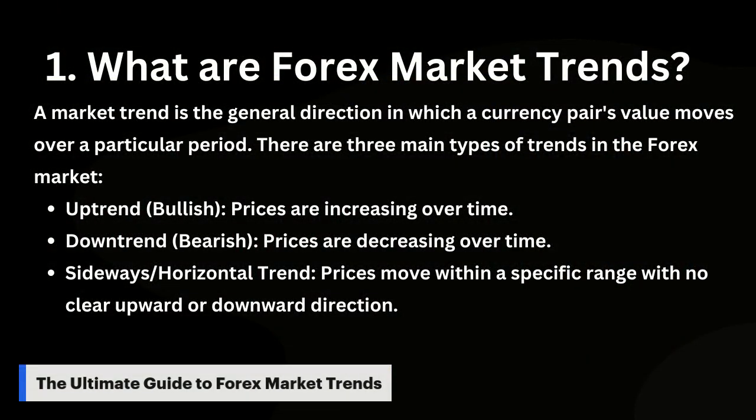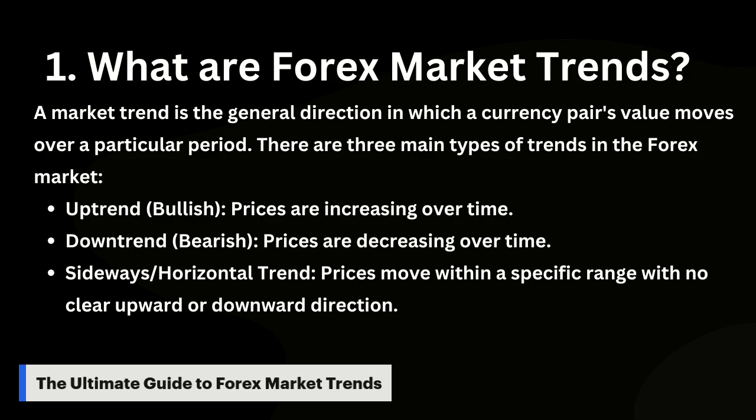So first of all, let's talk about trend. What is a forex market trend? A market trend is the general direction in which a currency pair value moves over a particular period. There are three main types of trend that you need to be concerned about. The uptrend, which we call the bullish market. Okay, uptrend is bullish, prices are increasing over time. Then downtrend is bearish, prices are decreasing over time. Then we have what we call the sideways market, which is the horizontal trend, price moving within a specific range with no clear upward or downward direction.